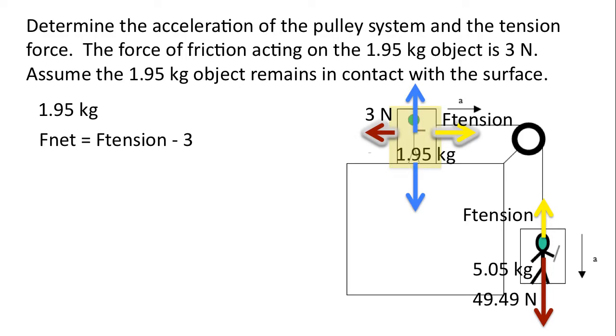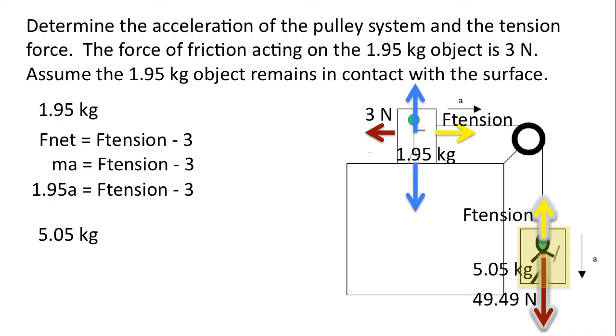Writing an F net statement, we write that F net equals tension subtract 3 newtons. In this case, friction is negative as it opposes the motion, and tension is positive because that's the only force that's going to accelerate the object towards the right. Recalling that F net is equal to ma, and substituting our mass, we're stuck. It seems that we only have one equation and two unknowns.